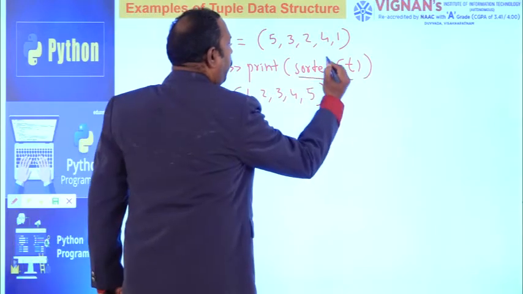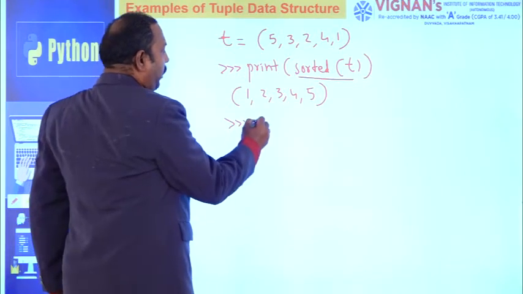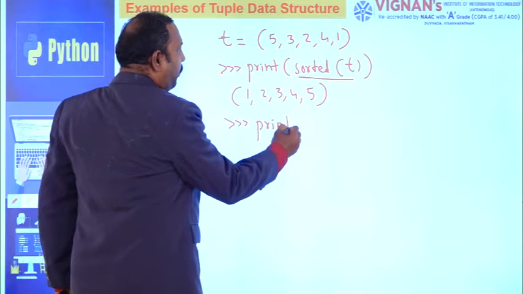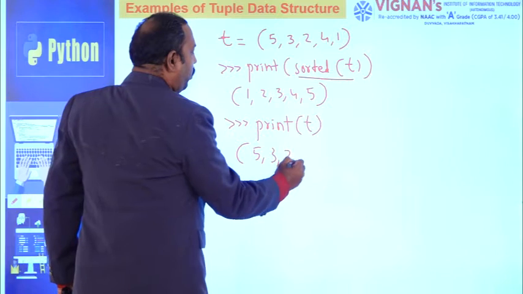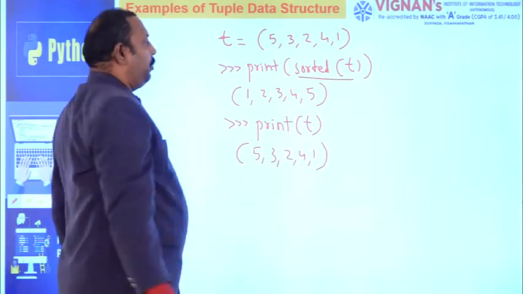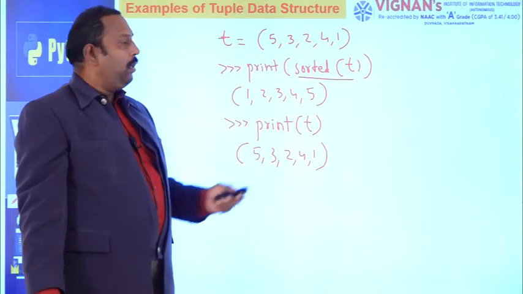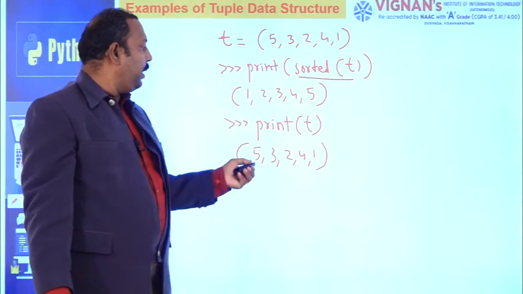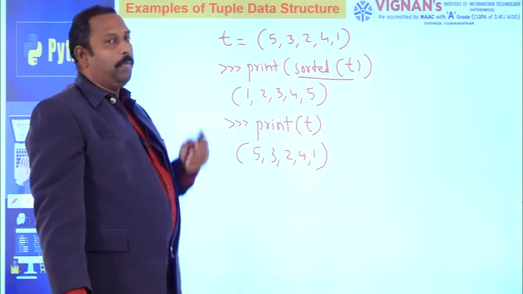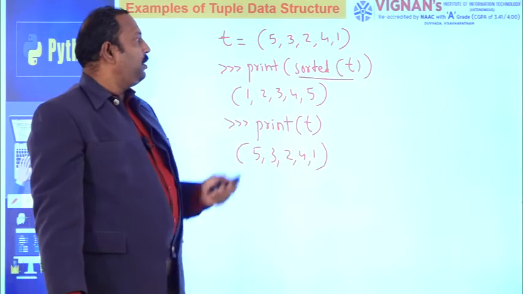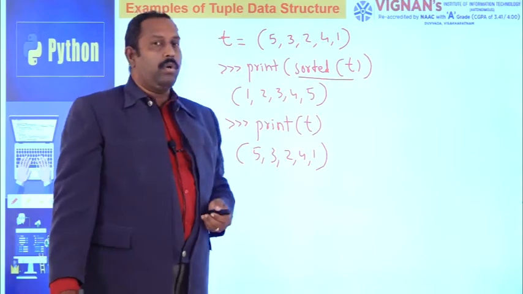Suppose after sorting I write print t. What is the value you will get? 5, 3, 2, 4, 1 you will get the output. Sorted just prints the elements in sorted order, but the original tuple will be the same, 5, 3, 2, 4, 1 only. It will not sort the original tuple. We cannot change the elements in the tuple. You can just print the elements in sorted order by using the sorted function.